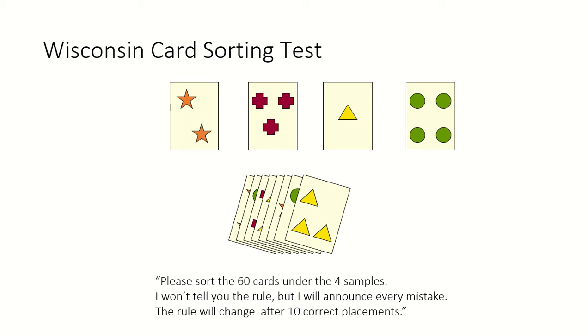So what happens in this task is that a patient or a participant is given a deck of cards in their hands. They have the 4 cards on the table, and then they're being told, please sort the 60 cards under the 4 samples on the table. I won't tell you the rule by which to sort, but I will announce every mistake, and then the rule will change after you have 10 correct placements.